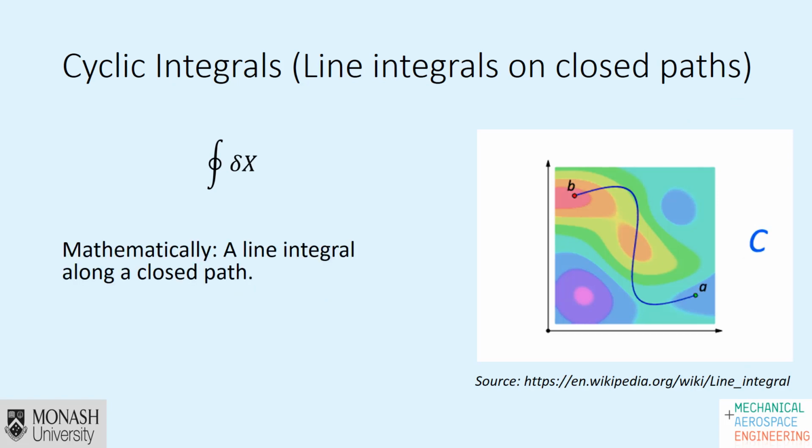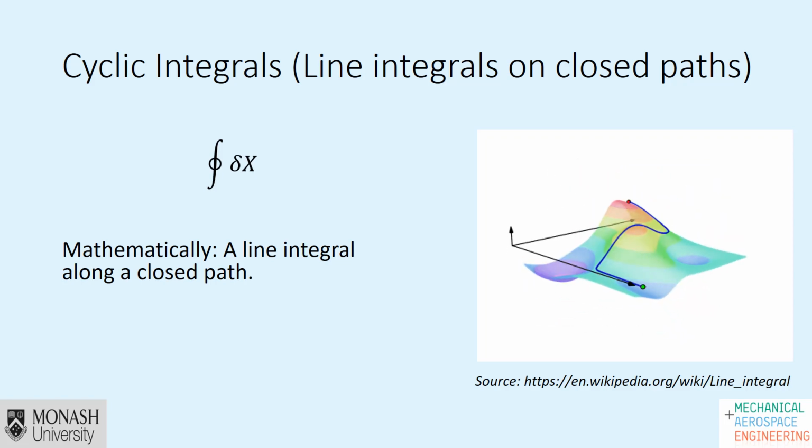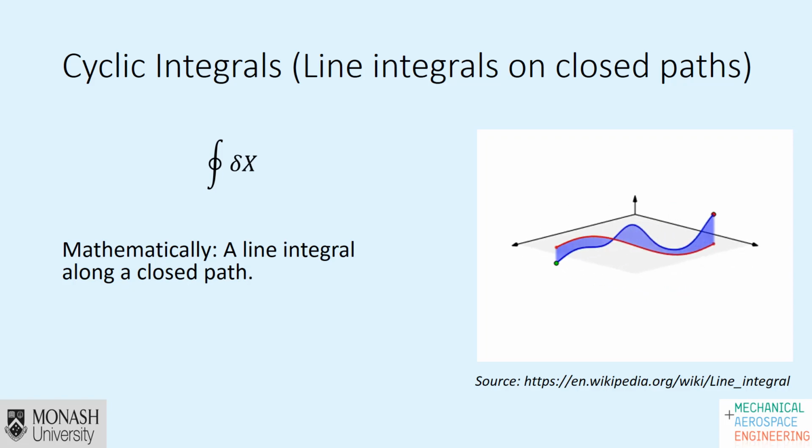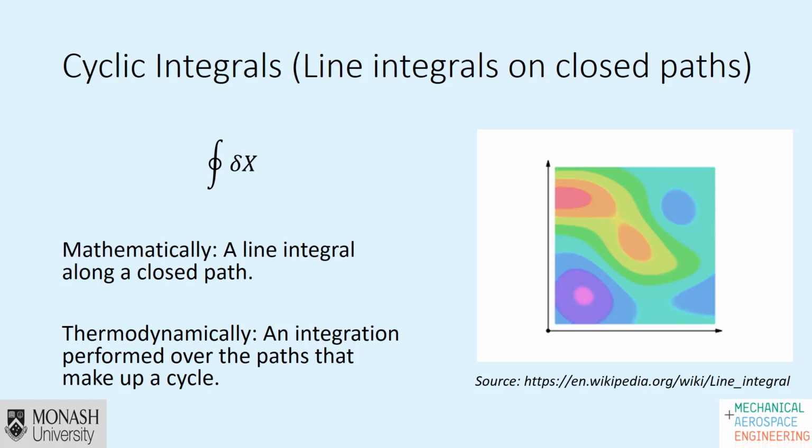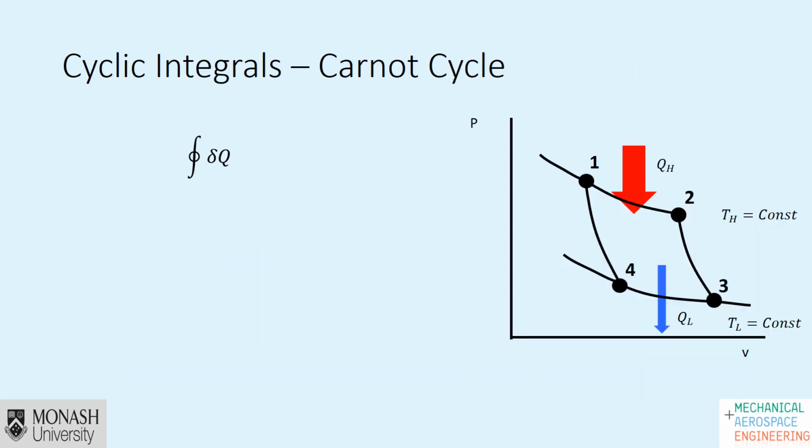And really mathematically, what this means is it's a line integral along a closed path. And if you want to refresh your memory on line integrals, you can start on Wikipedia, which has provided this little animation here on the right to sort of illustrate what we're talking about when we talk about a line integral. The example here is not for a closed path. In thermodynamics, when we say a cyclic integral, we mean an integration performed over the paths that make up a cycle. Now, calling it a cyclic integral is really something that we only do in thermodynamics. If you want to look at the mathematical basis of it, this is just a line integral along a closed path. Let's look at an example of how we might formulate a cyclic integral.